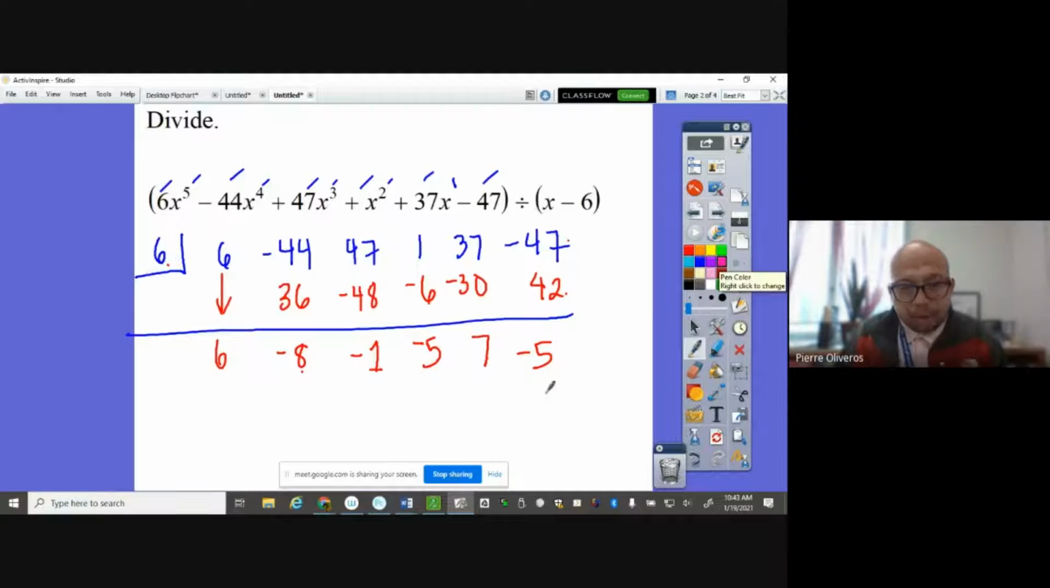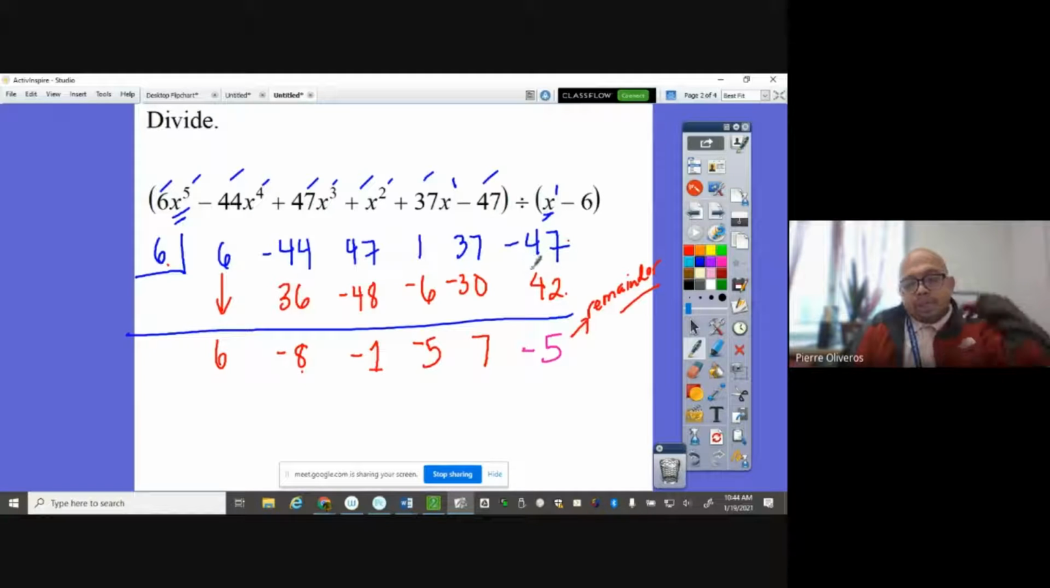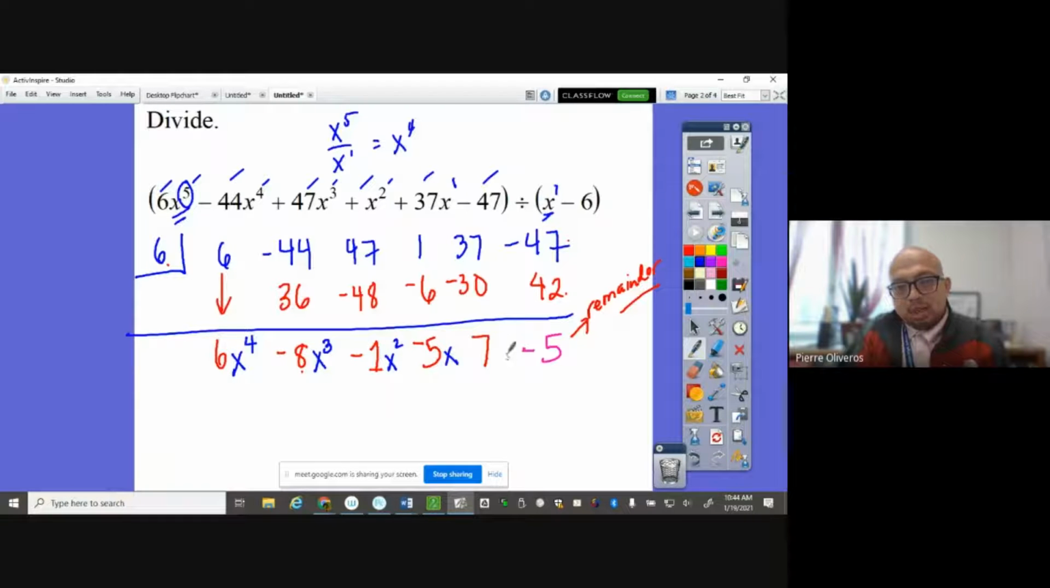Now, here's the tricky portion. The last number there is your remainder. That's your remainder. So I have here 6, negative 8, negative 1, negative 5, 7. That will be part of my quotient. But since we divide x to the fifth power by x, which is linear, or the exponent is 1, here's a strategy: you just have to make it 1 less. So you're going to make this one x to the fourth, 1 less than the fifth power, because x to the fifth divided by x to the 1 will be x to the fourth, since you subtract the exponents. So this will be x to the fourth, and just write down in descending order x cubed, x squared, x plus 7. x to the 1, you don't have to write the exponent.